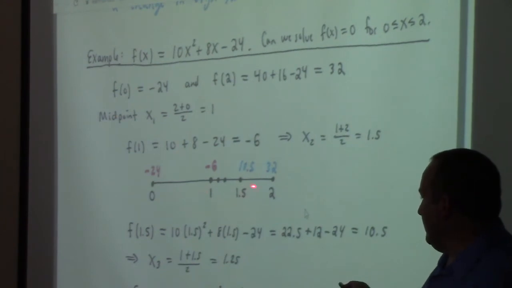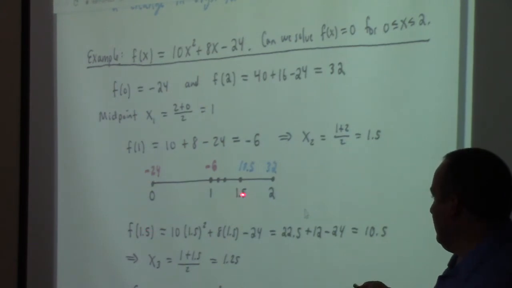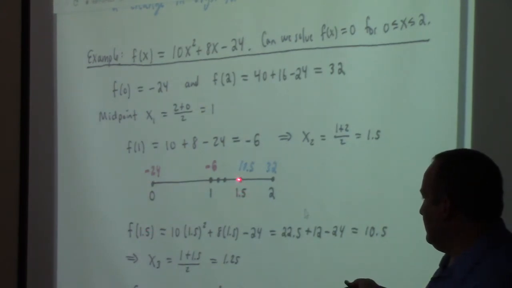And then I divide it again. The midpoint of 1 and 2 is 1.5. I calculate f of 1.5. I get 10.5. Okay, so if f of 1.5 is 10.5, there's nothing I can say for sure about between 2 and 1.5, but between 1 and 1.5, I'm going from minus 6 to 10.5.